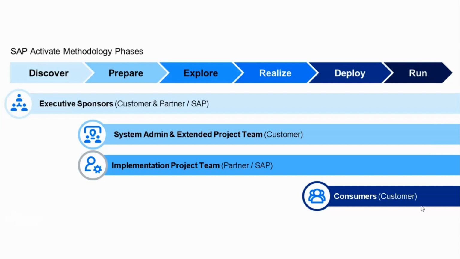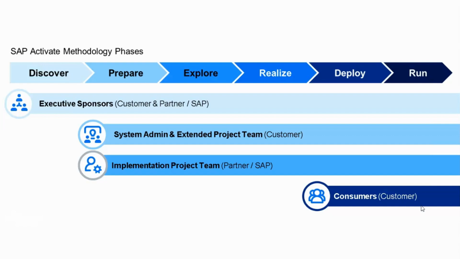Finally, the consumers of the solution, the end users, we call them, need to be onboarded and trained by the change management team to ensure there is a successful transition from the old systems to the new SAP S/4HANA Cloud system in the deploy phase. So the extended project team includes customer line of business process experts and other supporting customer experts involved in integration and customization activities.